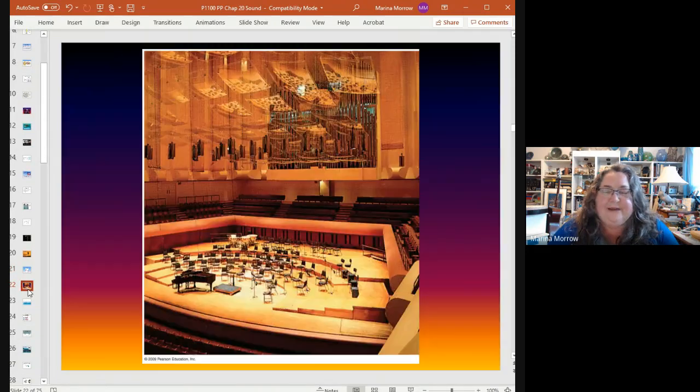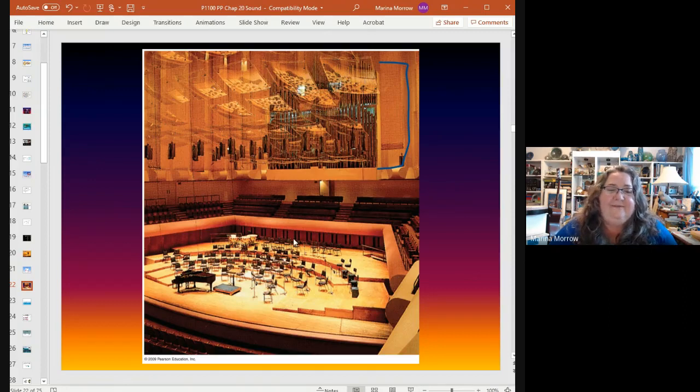This is why sometimes when you go to the symphony or something, you might see reflective panels up in the high part of the ceiling. Now this ceiling here is very high because they have this big pipe organ back here. And so probably a lot of sound was going up and getting lost up in the ceiling. So they added these reflective panels.